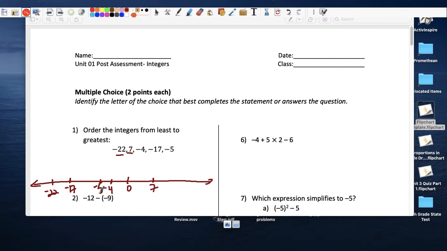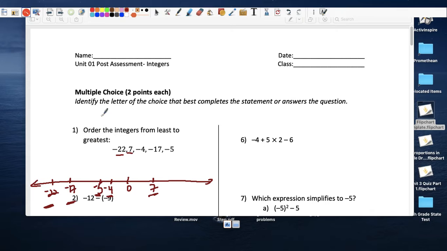So you don't have to draw a number line, but now it's very clear as to who has the least value. The further left you go, the smaller in value you are, and the further right you go, the greater in value you are. So the smallest number is negative 22, and then negative 17, negative 5, negative 4, and 7, right? You can think about money.